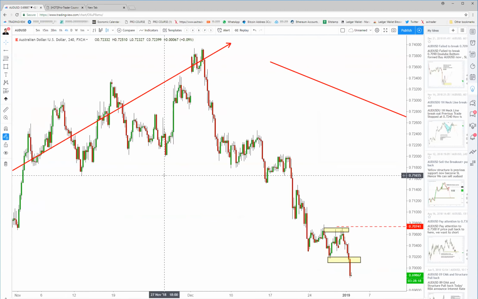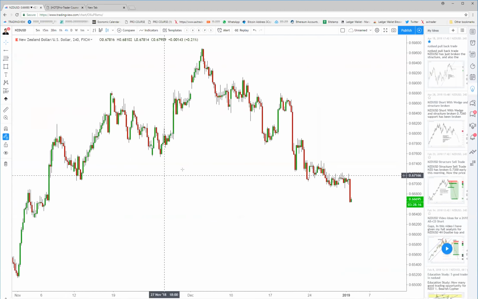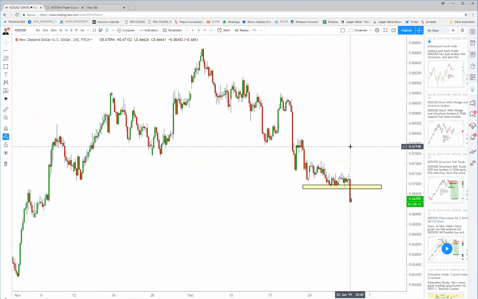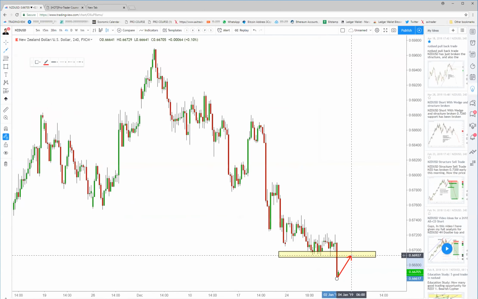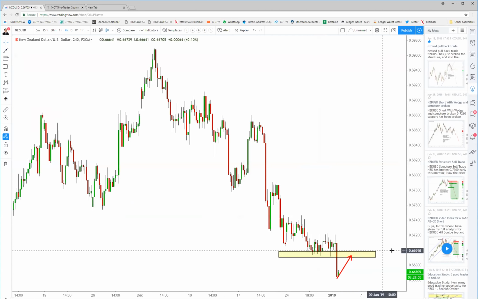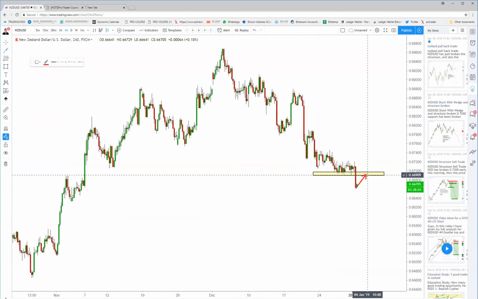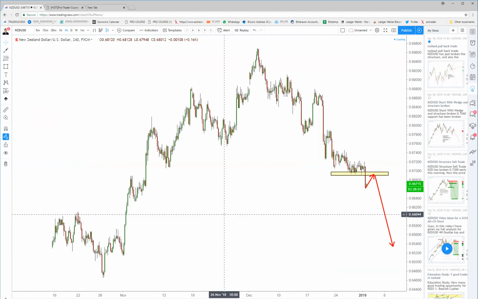Okay. Can we consider short Kiwi? Yeah, same thing. The Kiwi moves same as Aussie. So the best thing is you want to sell at 0.6692, okay, or 67. You can sell Kiwi all the way.